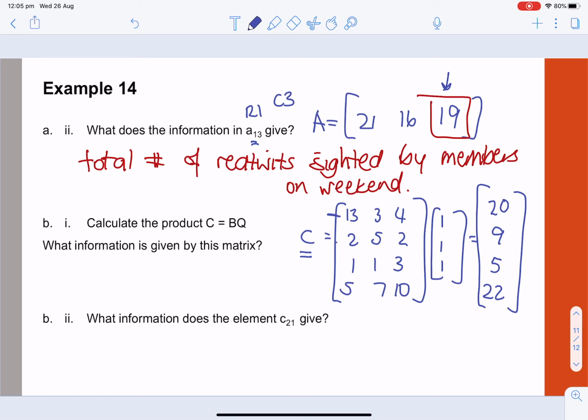Part 2, what information does the element C21 give? Now, we're after row 2, column 1. So find our second row, and we've only got one column anyway, so that's the number 9 there. And the element in C21 tells us that Esther sighted a total number of 9 birds on the weekend.